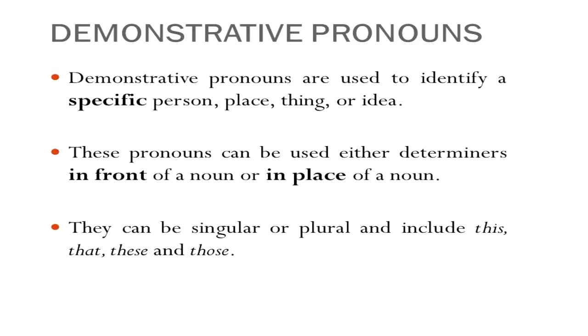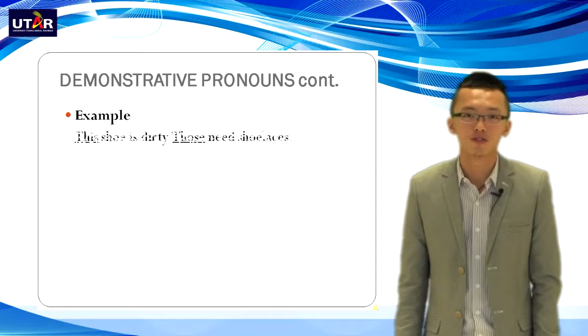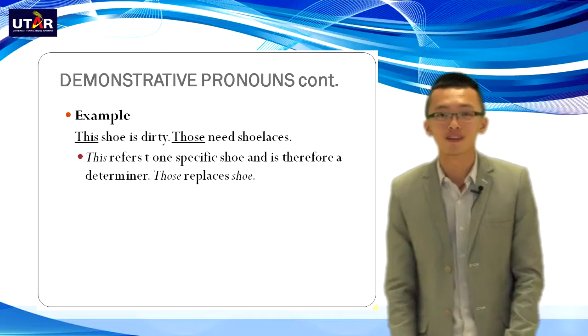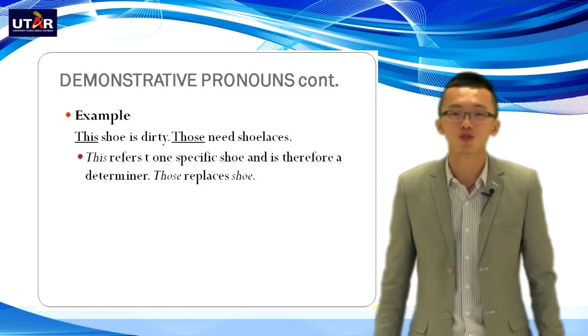Demonstrative pronouns are used to identify a specific person, place, thing, or even ideas or concepts. These pronouns can be used either as determiners in front of a noun or in place to replace a noun. They can be singular or plural and usually include these four words: this, that, these, and those. Here are some examples of how demonstrative pronouns are used. The first one, this shoe is dirty and those need shoelaces.